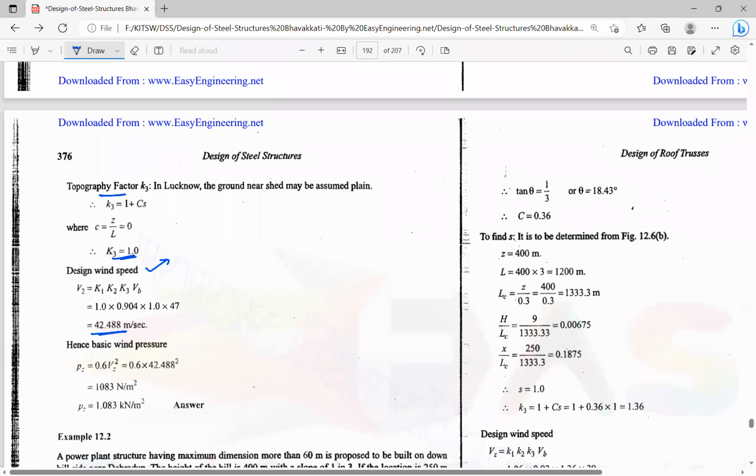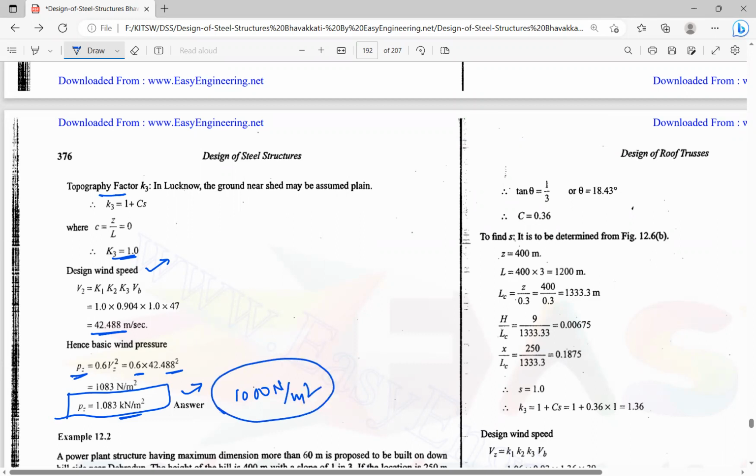So design wind pressure Pz is equal to 0.6 Vz square, so 0.6 into the design wind speed square. So that is 1.083 kilonewton per meter square, that is, 1083 Newton per meter square. So this is the design wind pressure.